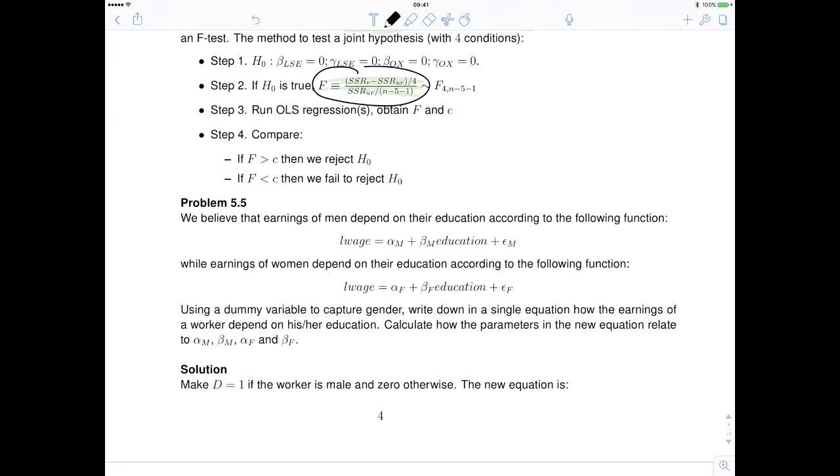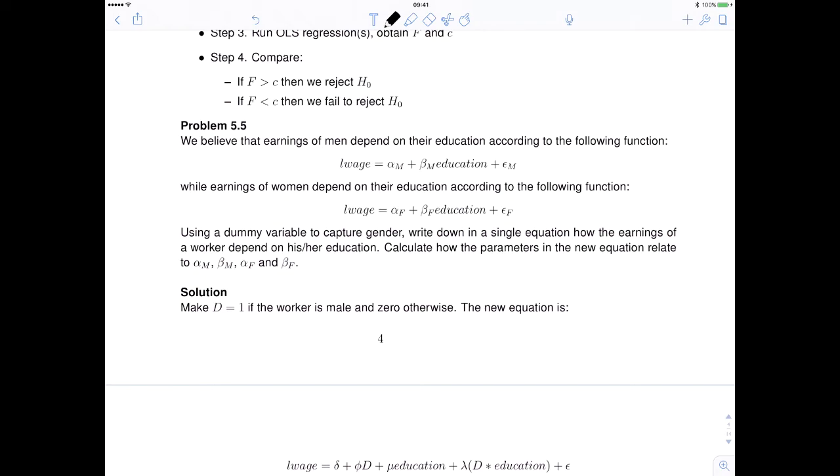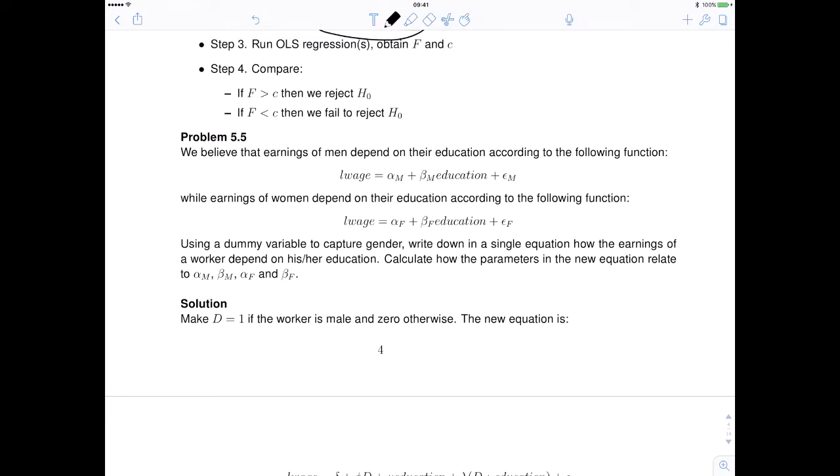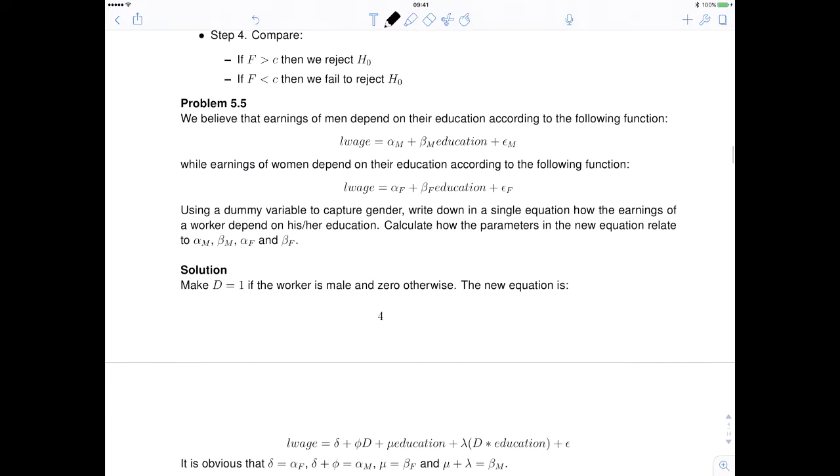Okay, right, 5.5. We believe that earnings of men depend on their education according to the following function. Everything was being recorded, by the way, so you can go back to this. You'll be able to see everything. It's a shame that someone else didn't point that out a bit earlier. We believe that earnings of men depend on their education according to the following function.